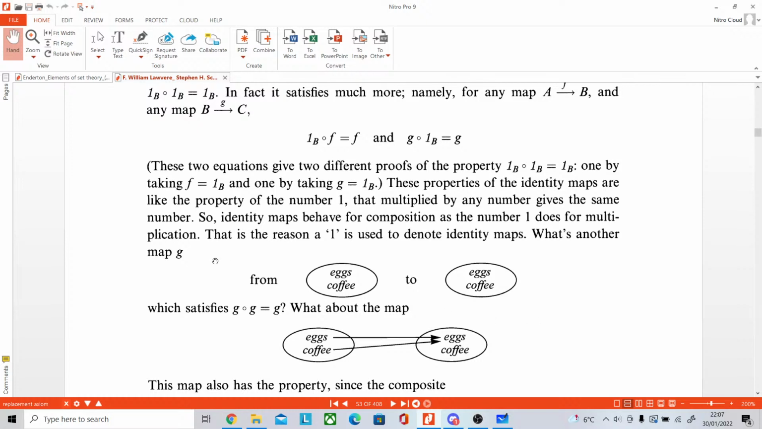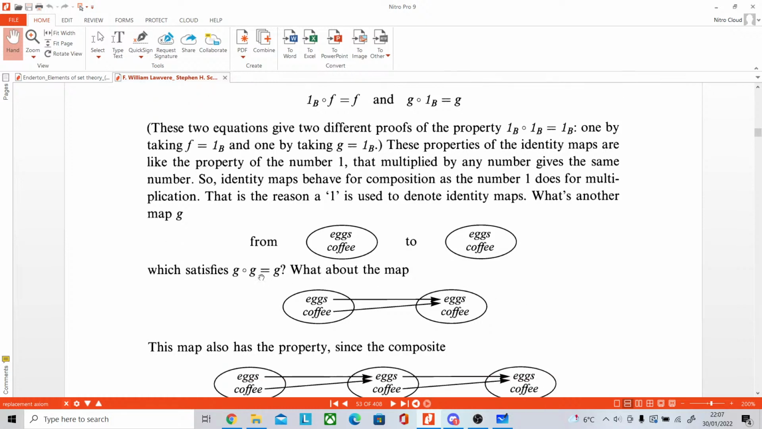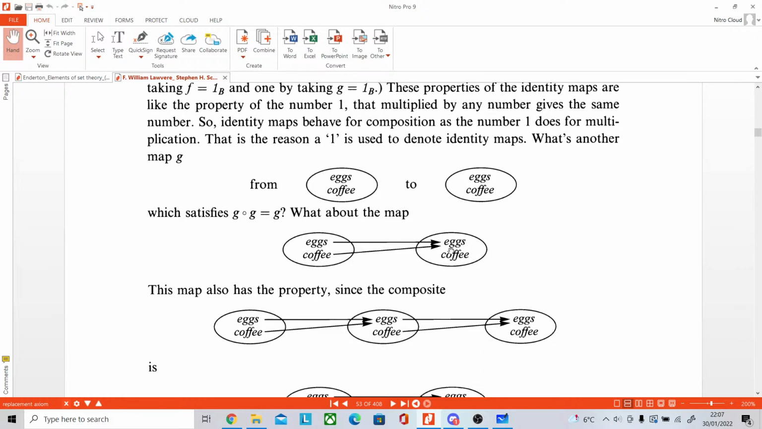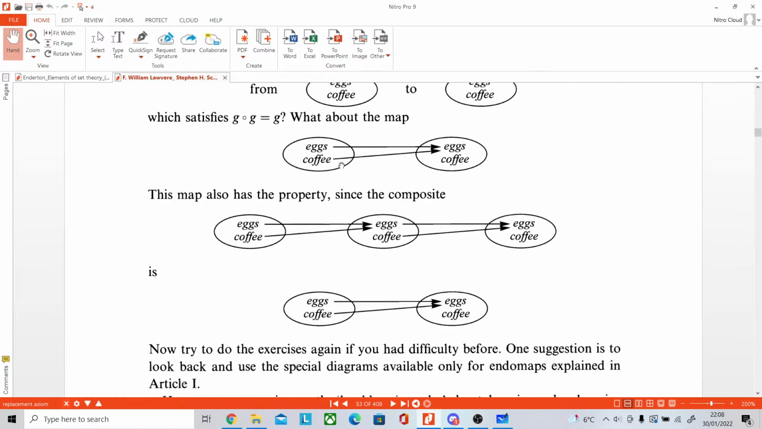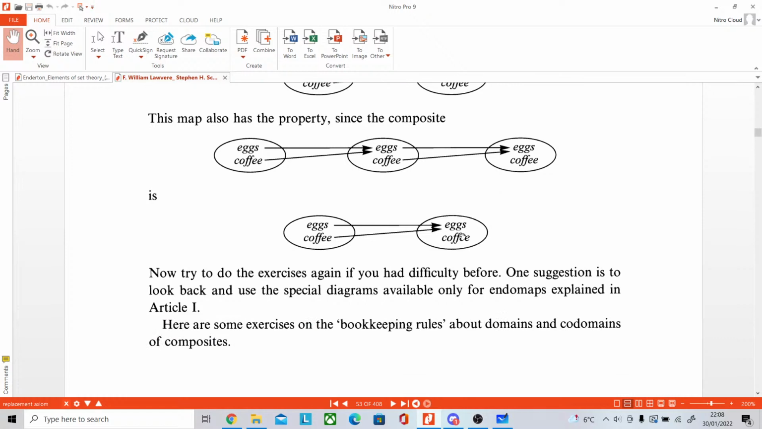What's another map, G, from xcoffee to xcoffee that satisfies G composed with G equals G? What about the map, this guy? I think this was one of the examples that I used as well. So if you repeat the map again, this is G, you follow the arrows: eggs goes to eggs goes to eggs, so eggs goes to eggs, that's the composition of the arrow. Coffee goes to eggs, so coffee ultimately ends up in eggs. So the composition is the same as the original function.